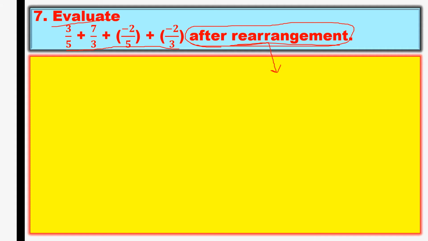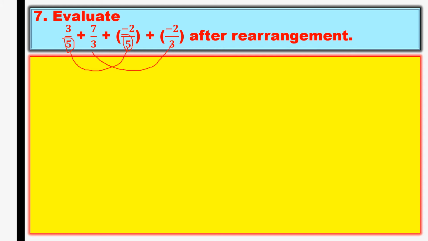See here, if you observe carefully, here the denominator is 5. Here also the denominator is 5. Means you should put these two together. And here these two denominators are same, so you should put these two together, okay, and simplify it. Okay, when you put together it is easy to take LCM. Clear? So your next first step will be, I'll take the question as it is.